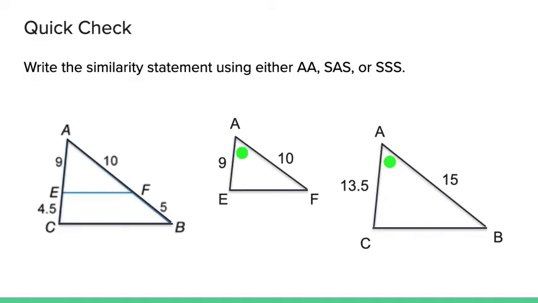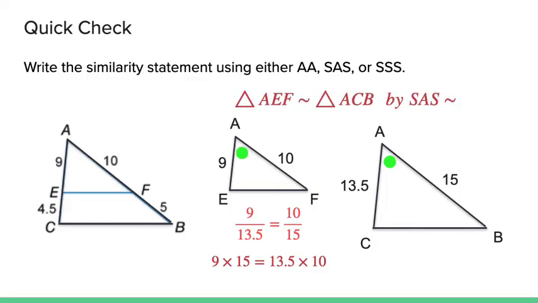And now we look at the ratio of corresponding sides. So let's look at the ratio of 9 over 13.5. And let's see, is that equal to 10 over 15? Well, if it is, then the cross products are going to be equal. So let's look at our cross product. 9 times 15 and 13.5 times 10. In fact, those cross products are equal. They both equal 135. And we have the included angle between the sides that are congruent. Therefore, we can say that triangle AEF is similar to triangle ACB by side, angle, side.